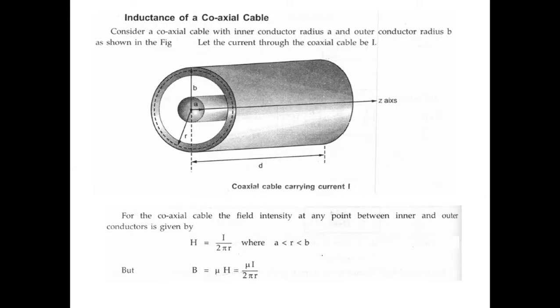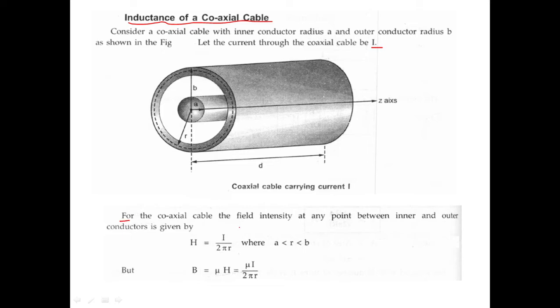So next we'll see inductance of a coaxial cable. We have discussed the capacitance of a coaxial cable also, if you remember, in the third module when we discussed Laplace and Poisson's equation. So consider a coaxial cable with inner conductor radius A and outer conductor radius B, right? So let the current through the coaxial cable be I, and it is placed along the Z axis.